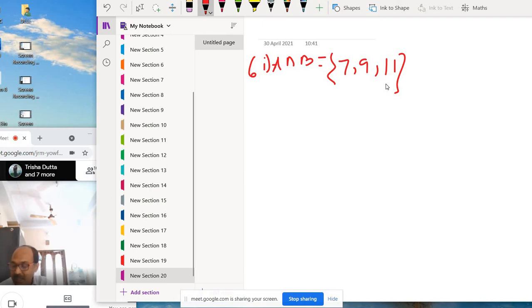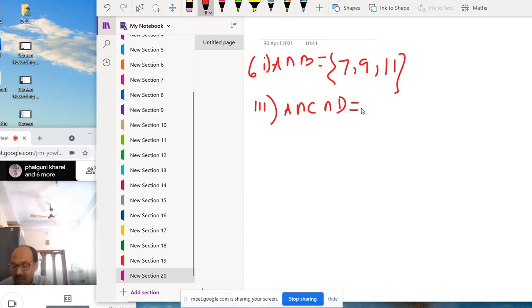Is there any common point among A, C, D? Question number 3: A intersection C intersection D. 11 and 15 are common, where A set has 11. Now you have to see all three sets A, C, D. Comparing all three sets, is there any common point? No, sir. No common element is there.